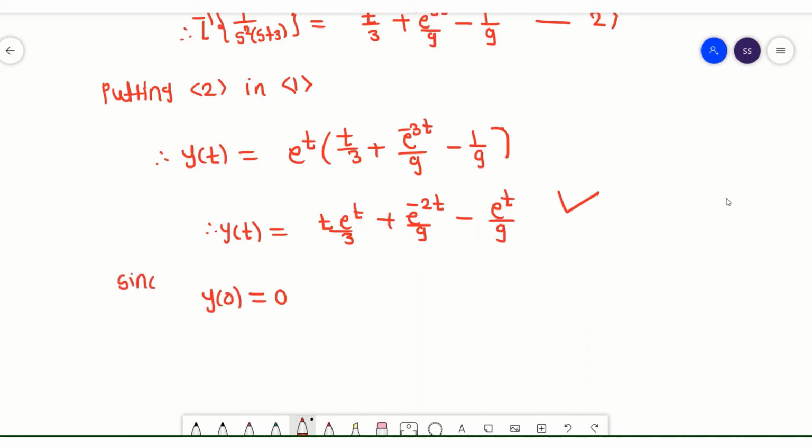If you put t equals 0, it becomes y of 0, and let us see the right hand side. The term t times e to the power t becomes 0, the second term is 1 upon 9, and the last term e to the power 0 is also 1 upon 9, so 1 upon 9 minus 1 upon 9 equals 0. Yes, it satisfies the first condition. Similarly you can verify the second condition. So this is about the use of Laplace and inverse Laplace transforms to find the solution. Okay, thank you.